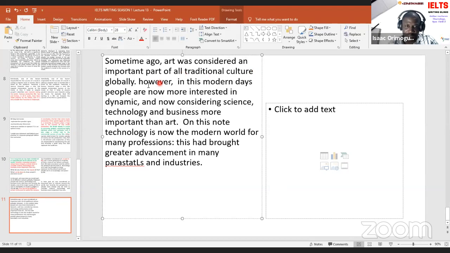Okay, maybe I will accept the typo error, but you need to use uppercase. "However, in these modern days, people are now more interested in dynamic." Okay, this is not proper. "Are now more interested in dynamic, are now considered." No, maybe "people are now more dynamic, now considering science, technology, and business more important than art."